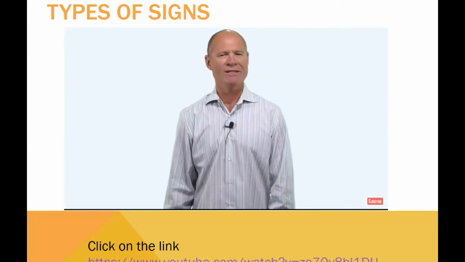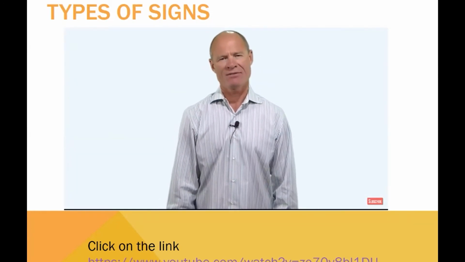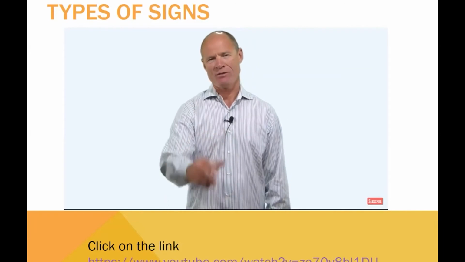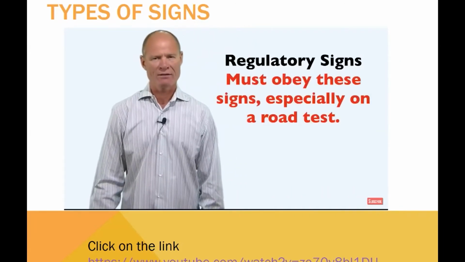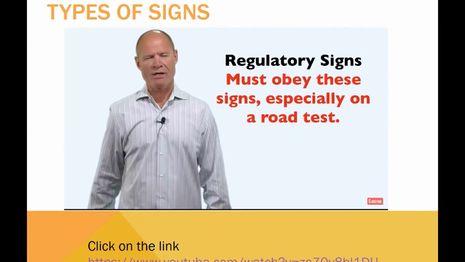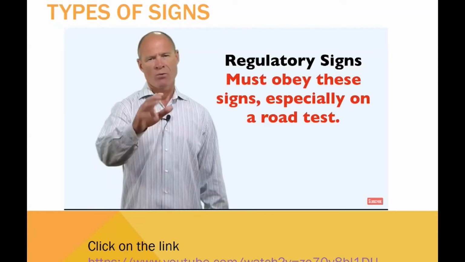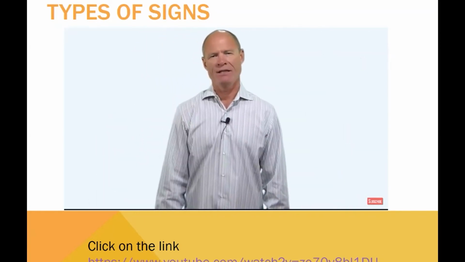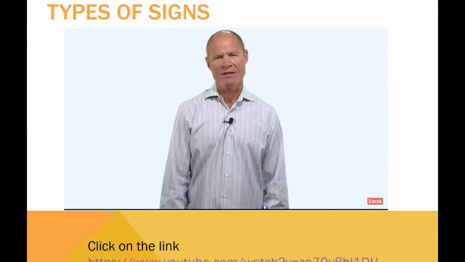Welcome back. Talking to you today about the major classifications of road signs. First and foremost, and the most prominent, are regulatory signs. The root word of regulatory is regulation. Regulation means law, and if it is the law, you must obey that sign.